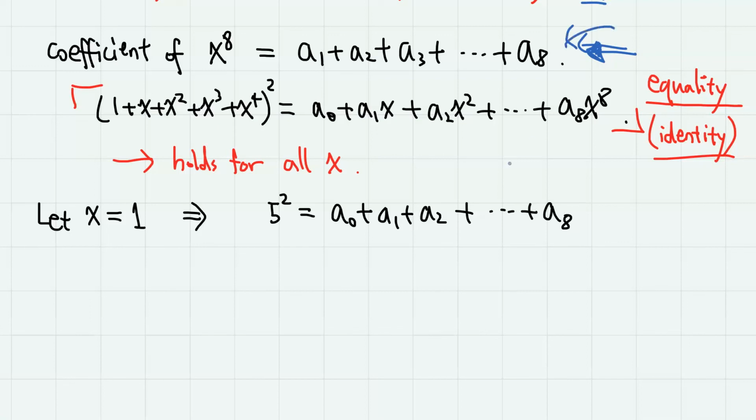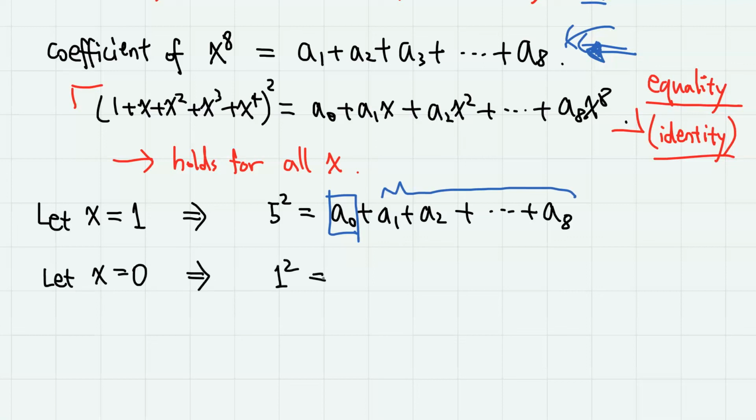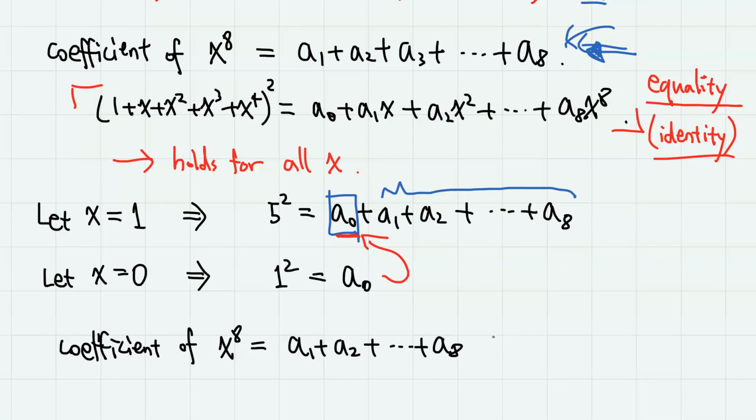So comparing with this, we have an additional a0 here, while this is the coefficient of x to the power of 8. So in order to find a0, now let x equal 0, then we have 1 squared equals simply a0. And if we substitute this a0 with 1, we finally have the coefficient of x to the power of 8 as 5 squared minus 1, which is again 24.